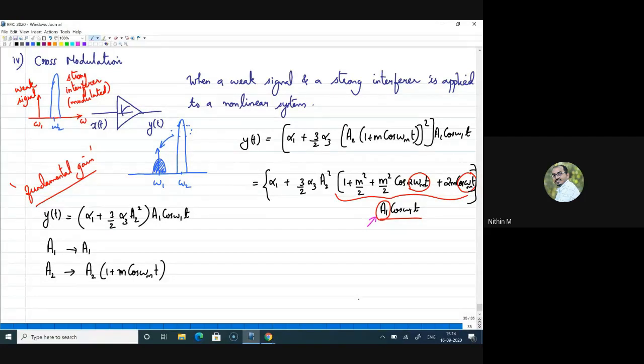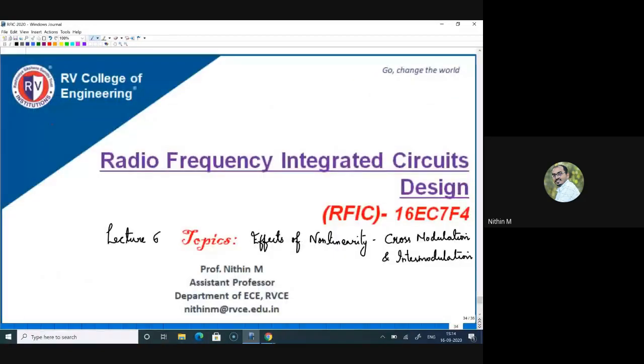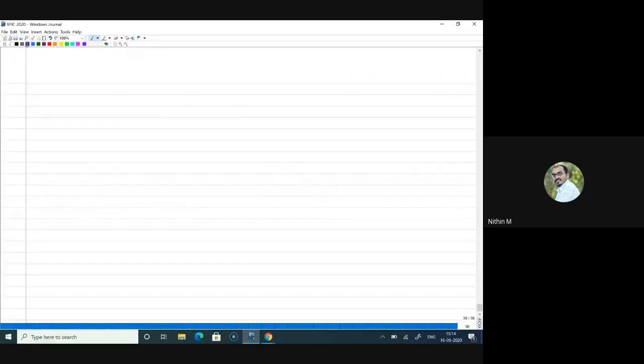All right. Cross modulation is a very common phenomenon, especially in amplifiers which process many signal channels. That is why we are discussing cross modulation here, right? Now, as I mentioned, along with cross modulation, we'll see the last nonlinear effect in our course.